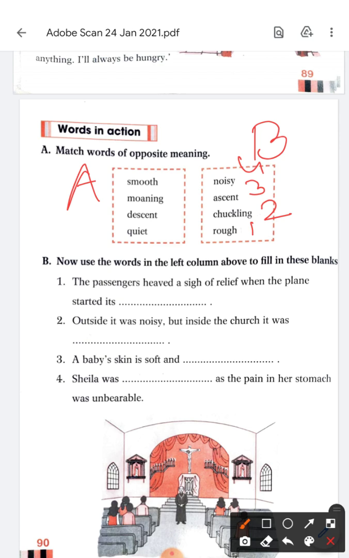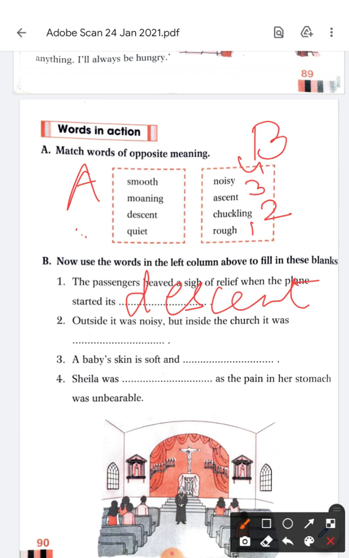Now what we have to do is fill these words in the sentences here. Whenever we get sentences to fill in the words, it should be from column A. The passengers heaved a sigh of relief when the plane started its. Can we say smooth? No. Moaning? No. Descent? Yes. When the plane started coming down, the passengers were relieved.